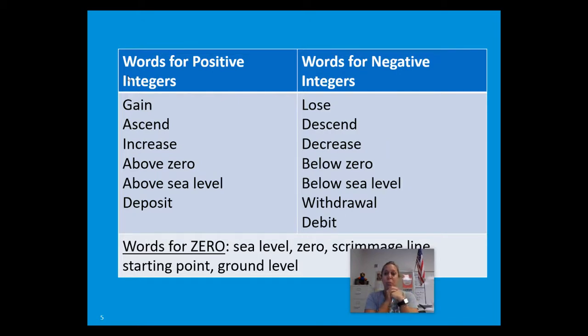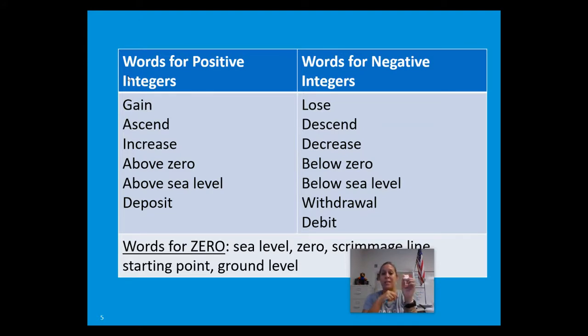Negative integers would be words like loss or lose, things where we're losing or subtracting. Descend, when your plane comes down, when you're landing, it's descending. Decrease, below zero. Think about that temperature below zero. Oh, it's going to be 5 below zero today. Below sea level. Withdrawal. If you're taking money out of the account, you're withdrawing. And debit, we all know what a debit card is, right? You use it at the grocery store. If I'm debiting my bank account, they're taking the money out.